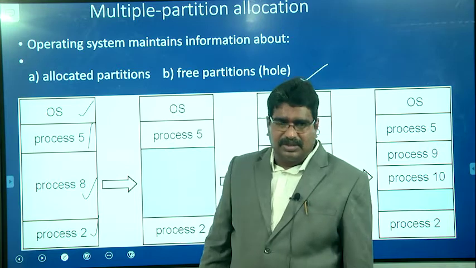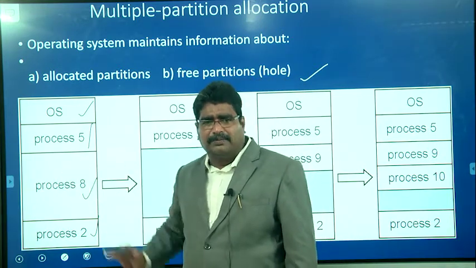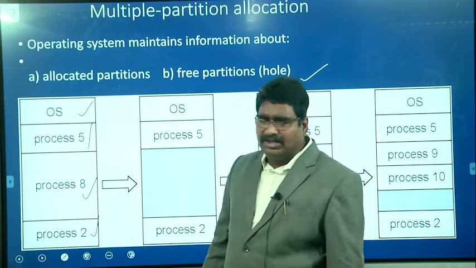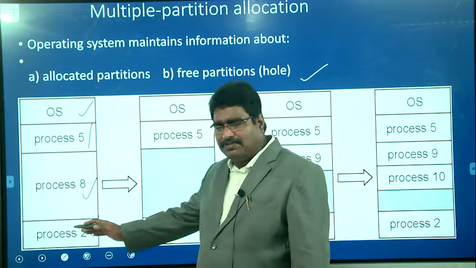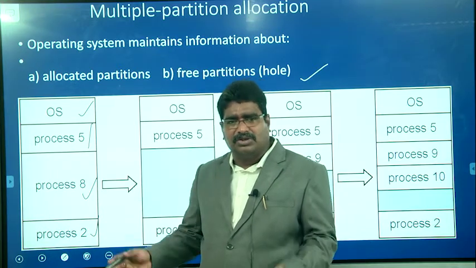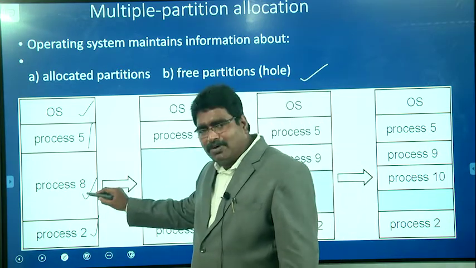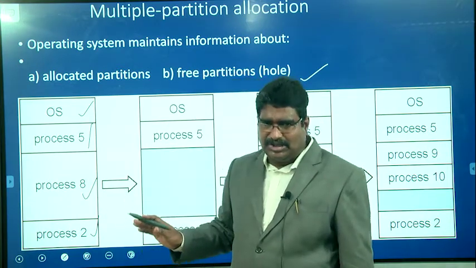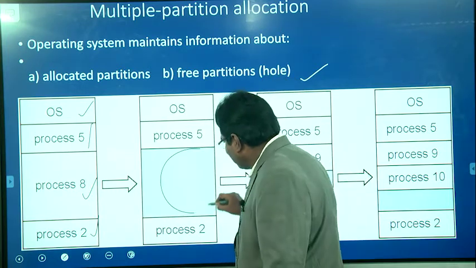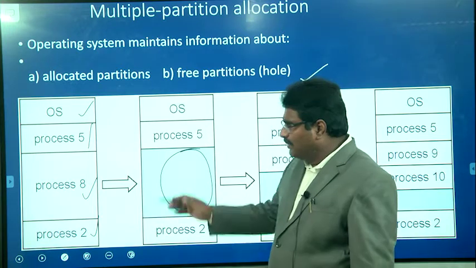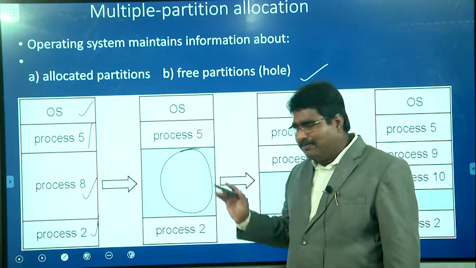Now is there any free hole available in this one? Because the entire user space is divided into 3 partitions. One partition is allocated to process 5, another partition is allocated to process 8, and another partition is allocated to process 2. There is no hole available in this example. After some time, process 8 completes its execution and releases the memory. Then a hole is generated. Is it clear?